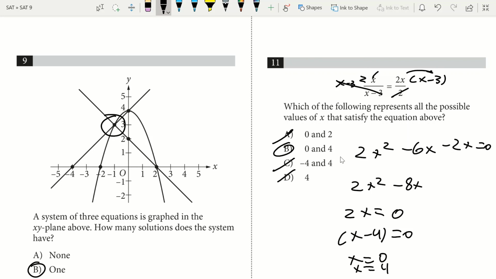I can quick check 0, 0 in the numerator here. I'm going to get 0, and then I plug 4 in. 4 over 4 minus 3, that's 4 over 1. 4 times 2 is 8. 8 over 2 is also 4. So that is going to be my answer, and I checked it there.